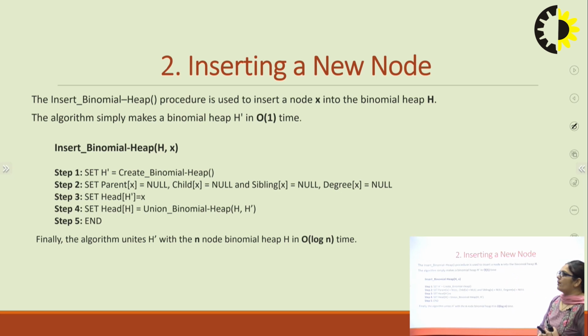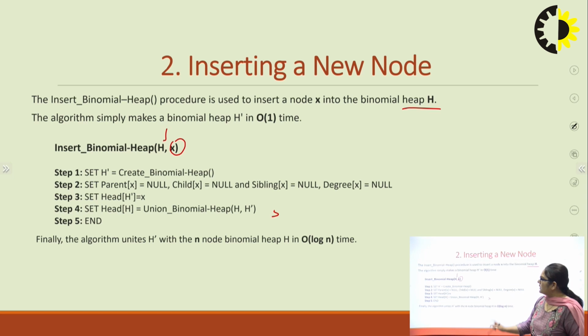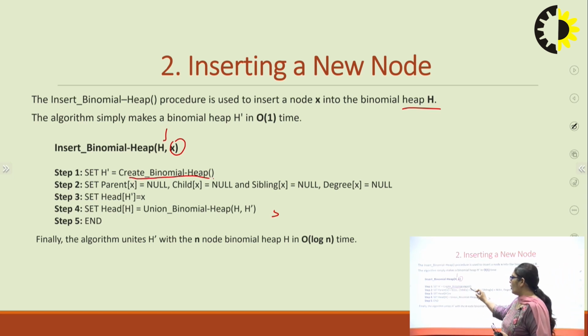Second operation that we can perform on a binomial heap is inserting a new node into an existing binomial heap H. Suppose we have a binomial heap H and we have to insert a new node x into it. For this operation, first we have to create an empty binomial heap H', and for a given node x, we have to initialize all the pointers and variables.